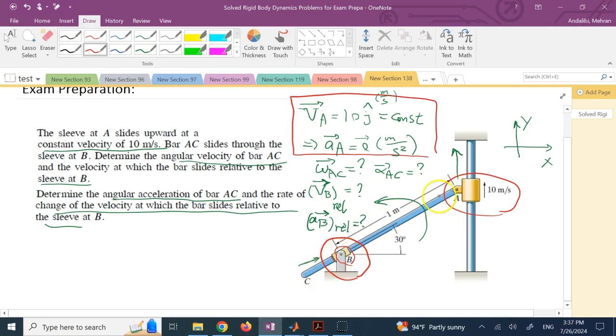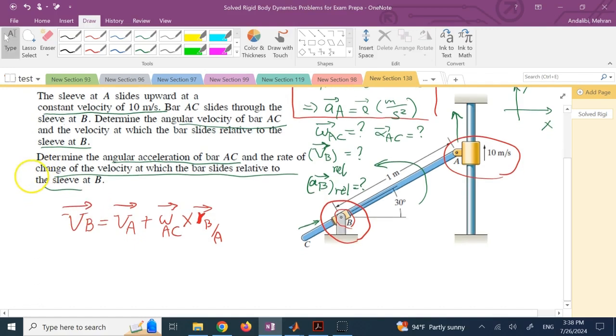And so here we cannot write the simple formula and say, hey, V of B equals V of A plus omega of member AC cross R of B with respect to A. You cannot just simply say that. This formula is only valid if A and B belong to the same rigid body. And in this case, they are not.